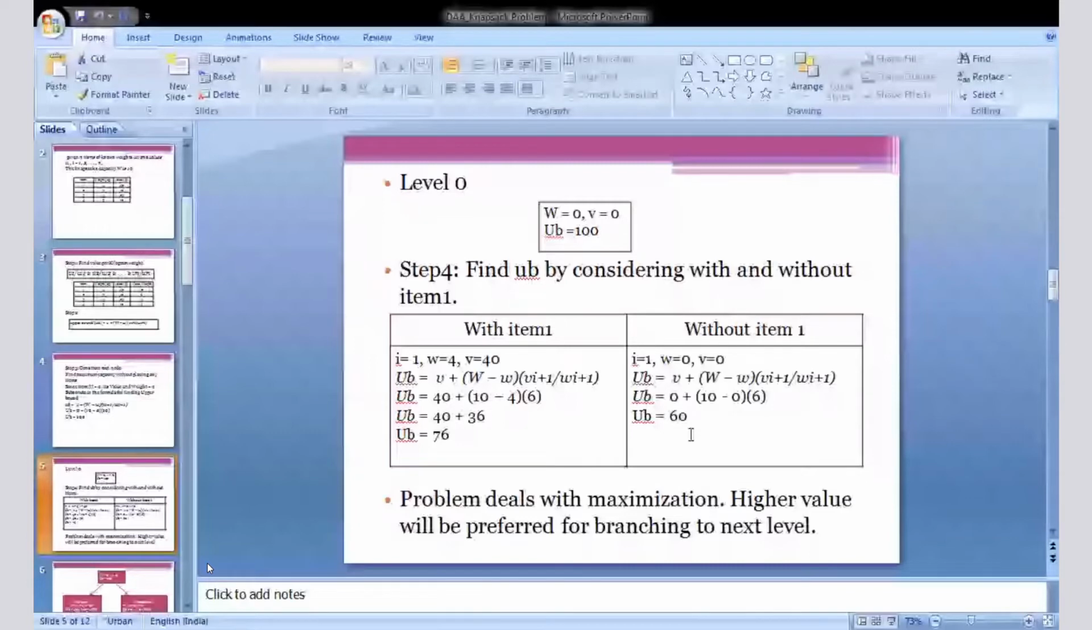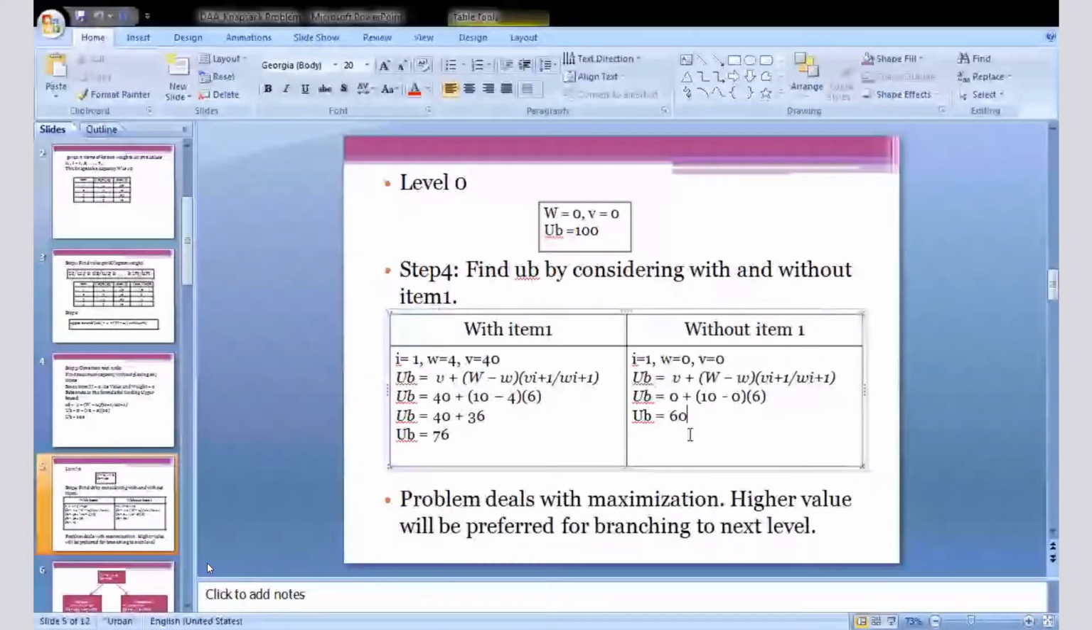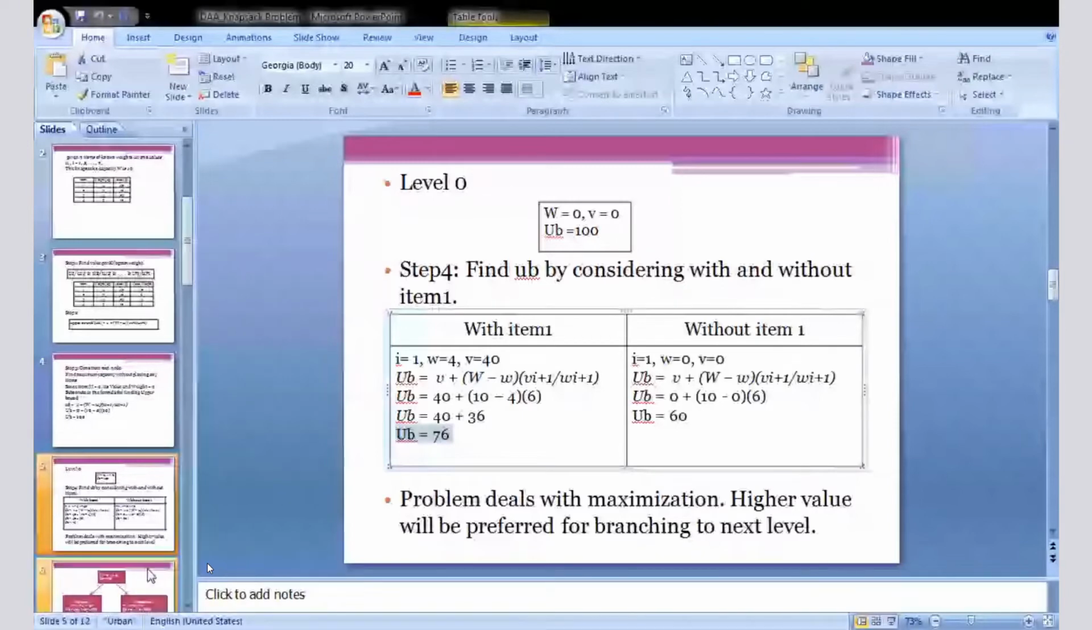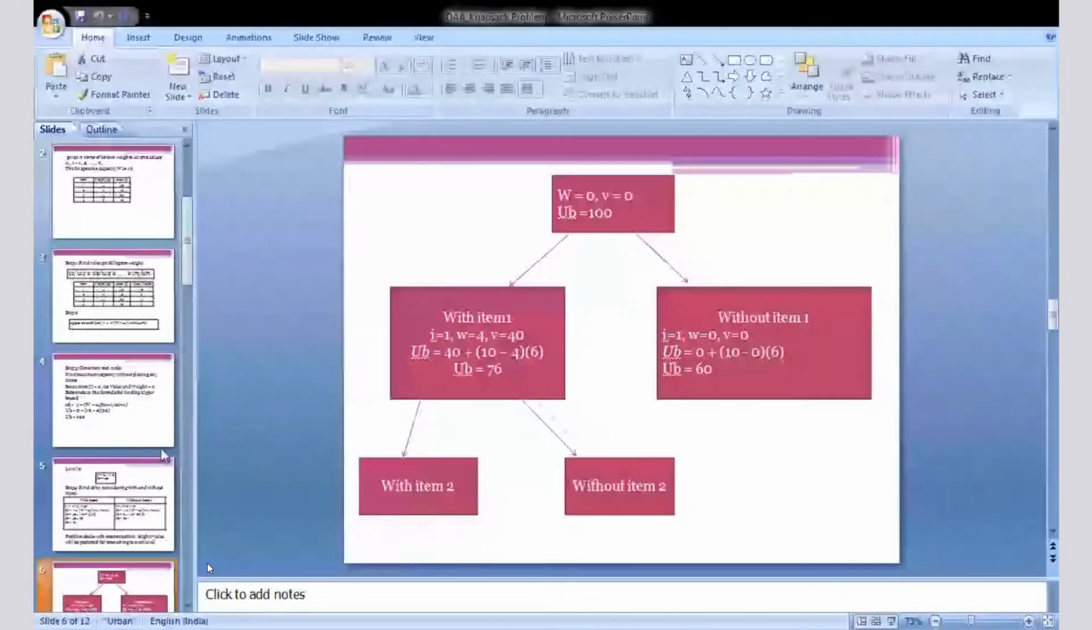Previously, our main motive was to stack more items in our bag. So we have to find that the bag's value should be greater. That means it is a maximization problem. Comparatively, 76 is our higher value. So this is the point where we have to branch in our entire problem. While placing without item 1, we have got 76. So from 76 onwards, we have to branch. So this is our bound. From this bound, we have to branch. Here it is.